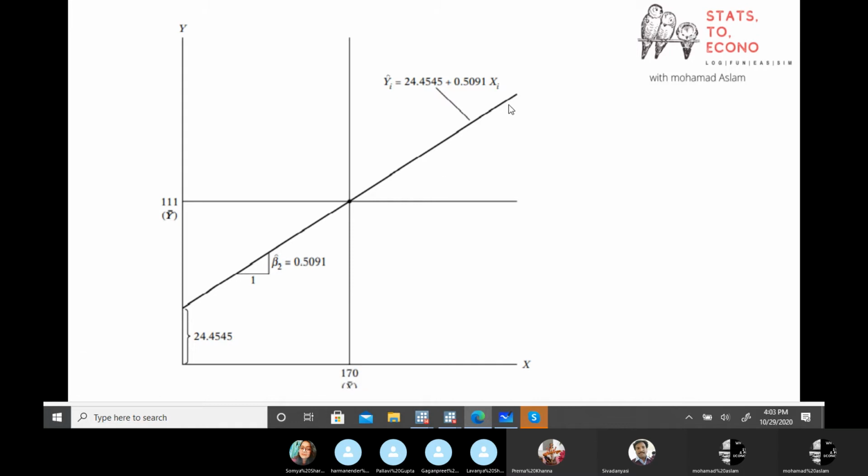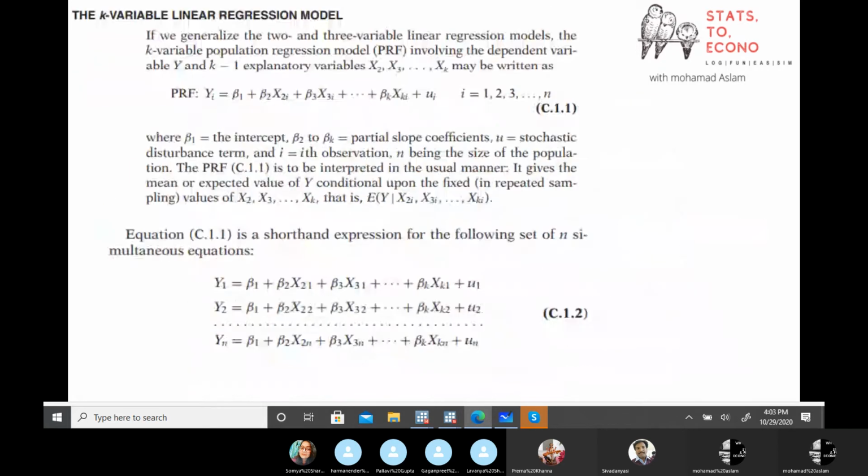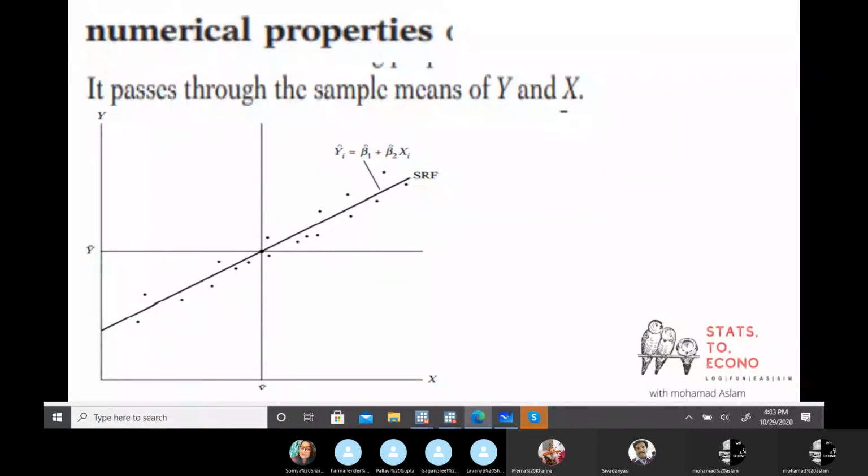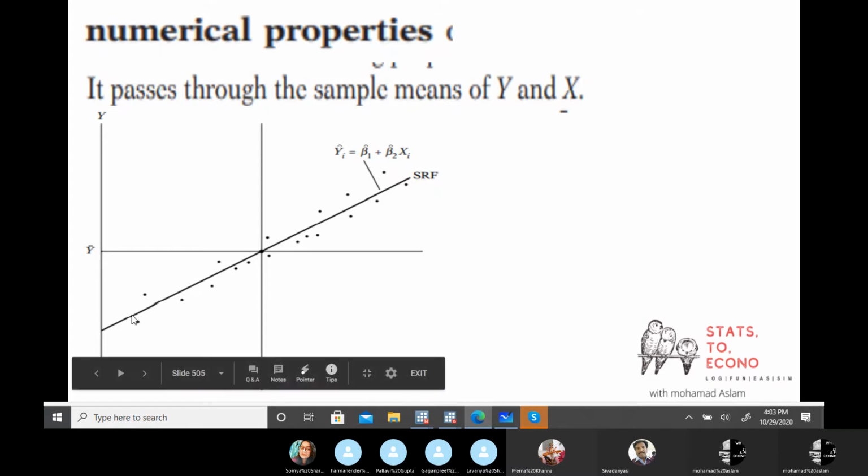Can anyone tell me the importance of this particular property, what is important in it? You might have studied this property in textbooks, but what is its significance? These are the numerical properties of OLS estimates: if you have a regression line with these OLS estimates, the first property says that the regression line will pass through the sample mean of y and the sample mean of x.